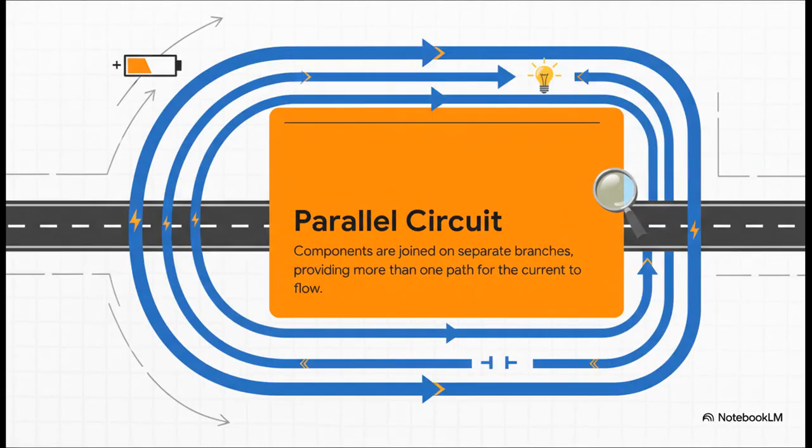Now, a parallel circuit is more like a big motorway with loads of different lanes. The current flows out of the battery, and then it gets to a junction and splits up. Some goes down one branch, some goes down another. The crucial thing to remember is that there's more than one path for the current to take.